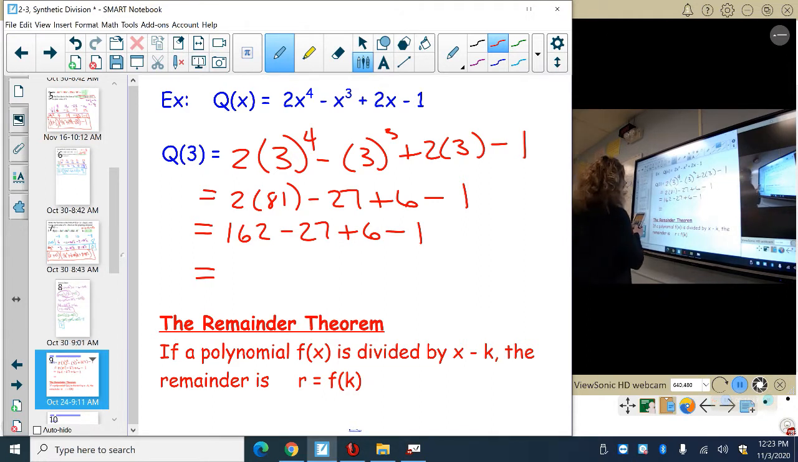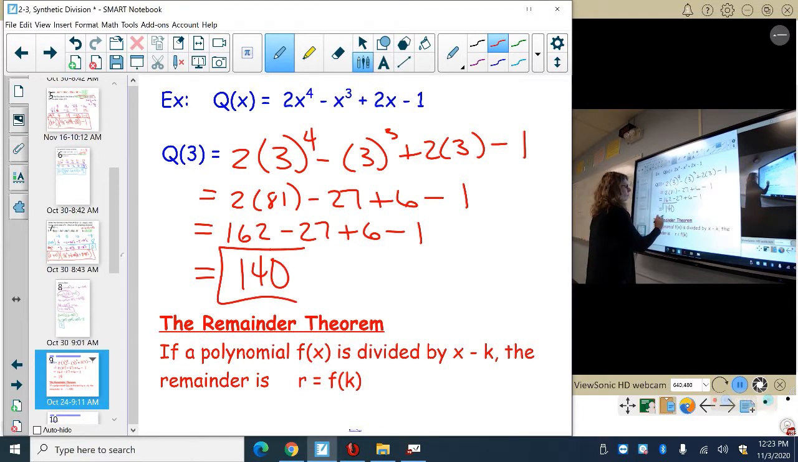I don't want to add all that in my head. Sorry, guys. 140. So, normally that's what you would do. You would simply multiply those, do the calculation, this is what you get.